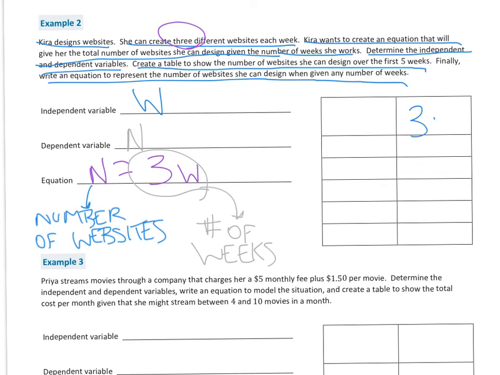So 3W, N. So let's start with W is 1, just because that's a nice easy place to start. So then N would be 3. And then how about if W was 2? 3 times 2. Well, then N would be 6. And then I'm going to jump to 5. And then N would be 15. You're going to fill out the rest of the chart on your own for a smelly star, please.